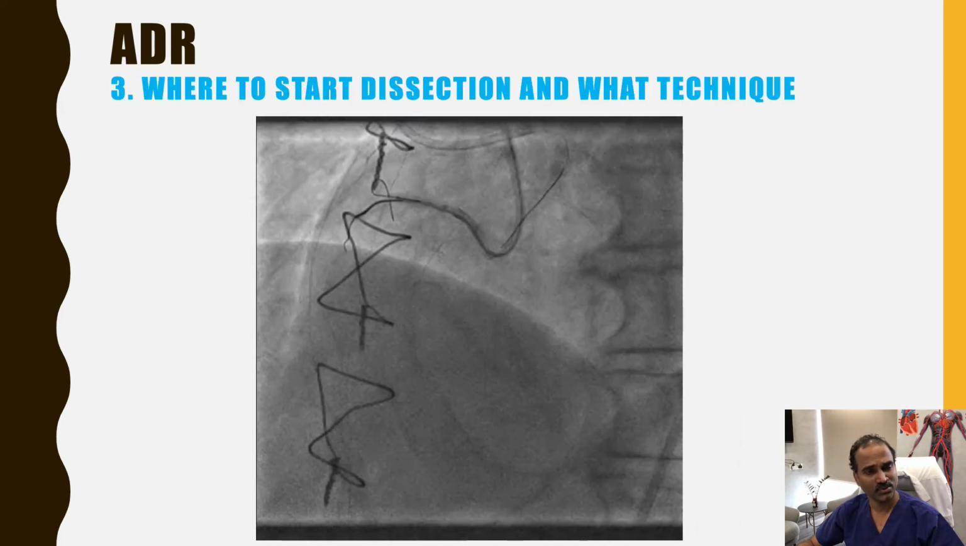And where to start dissection? This is the proximal end of the CTO, the proximal cap of the CTO. Always start dissection 5 to 10 millimeters beyond your proximal cap, so that you are not creating any space here, so that your dissection space is not connected to aortic pressure, which doesn't allow expansion of the subintimal space, because that is very important.